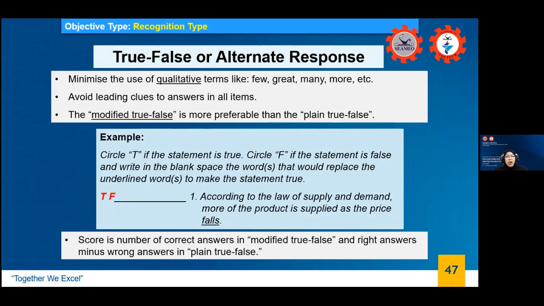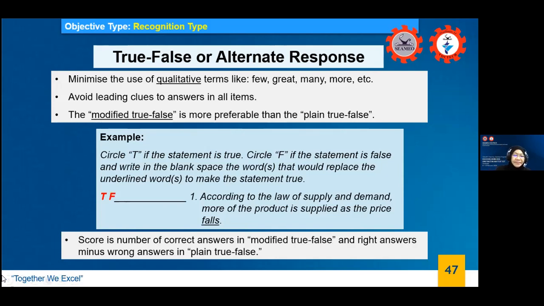For alternate response, minimize the use of qualitative terms like few, great, many, or more. Avoid leading clues to answers in all items. The modified true or false is more preferable than the plain true or false. Now, this one, everyone, sometimes we don't really use, although it is encouraged, but most often we use the plain true or false, yeah?